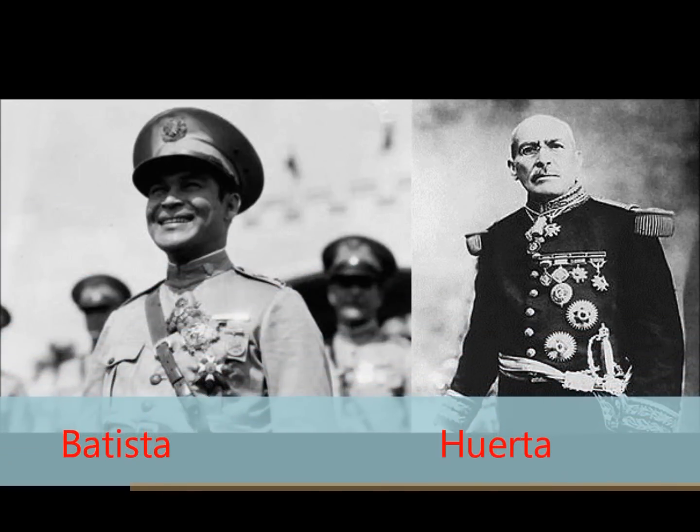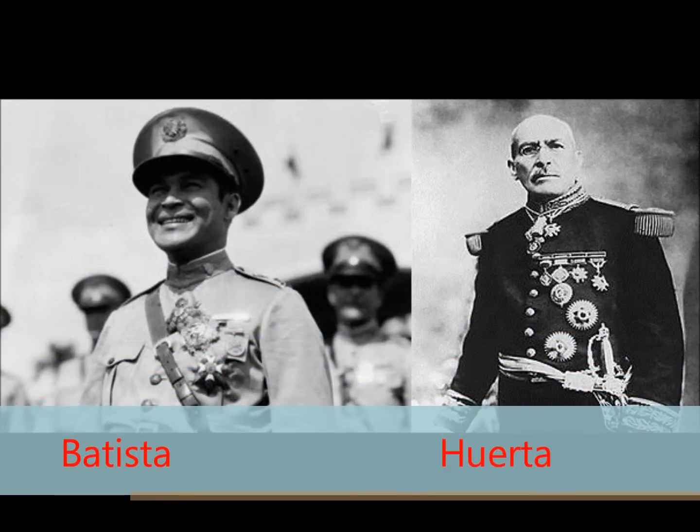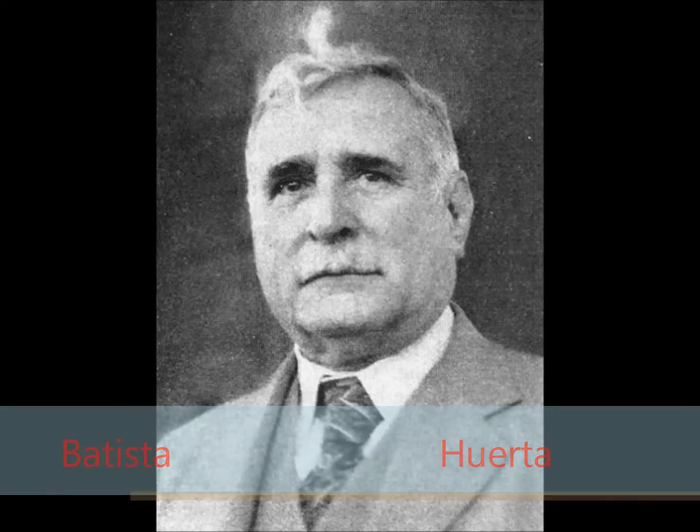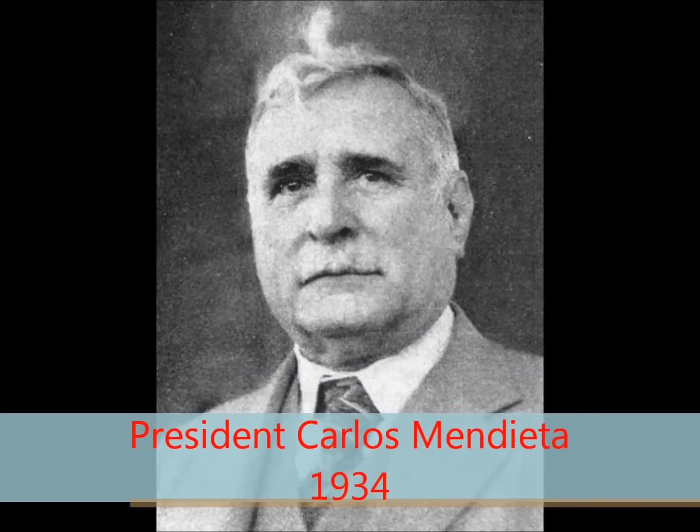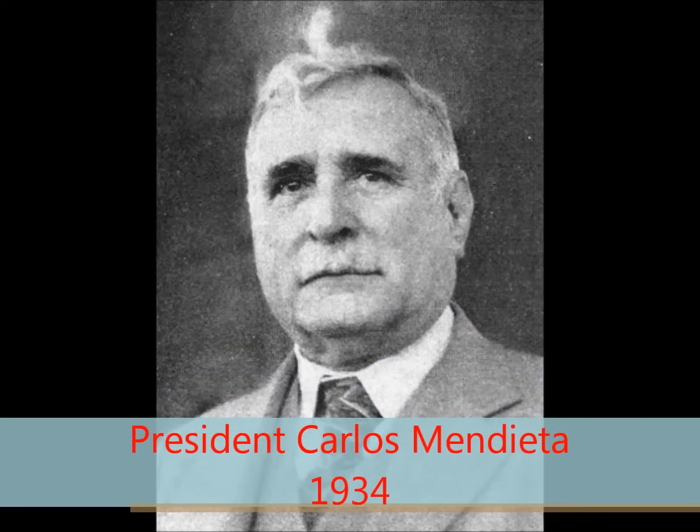The United States began to repeat the actions that had occurred in Mexico. Wilson had backed Huerta. Roosevelt had backed Batista. The United States became satisfied and left Cuba when Batista began to rule through a puppet president, Carlos Mendieta, in 1934.